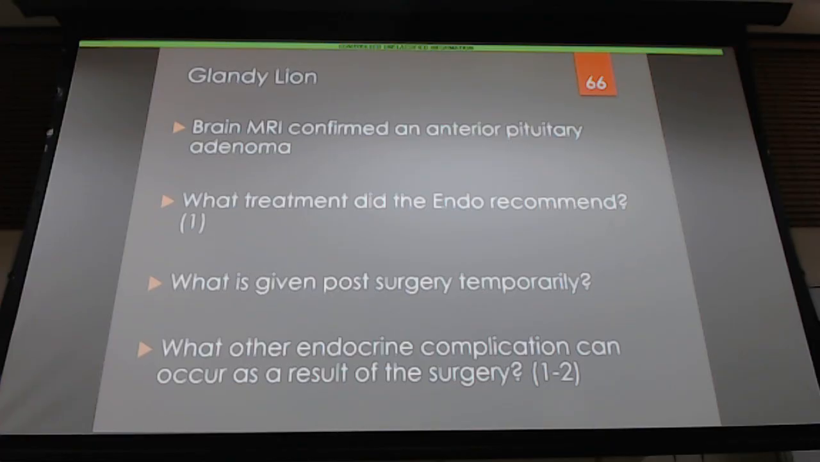What endocrine complication can occur after surgery? Any of the hormones? Yes. What about not anterior pituitary? The posterior pituitary. Yes, SIADH. I would have to give you way more to get that, but surgery, especially surgery to my pituitary, can cause hypopituitarism. It can also cause SIADH and DI. Typically, post-op SIADH and DI is temporary.